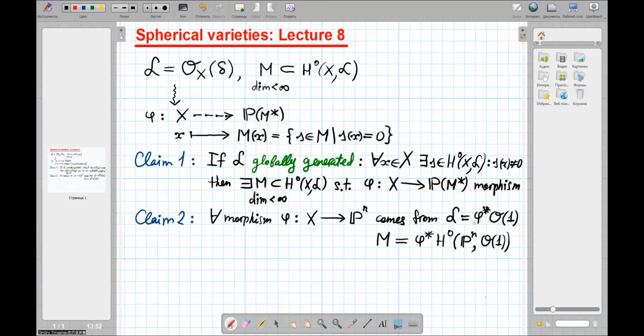Do we require the morphism phi to be everywhere defined? Yeah. When I draw this full arrow, not dashed arrow, this means that it is everywhere defined. Dashed arrow means a rational map. It is not everywhere defined. This is standard notation in algebraic geometry. So this kind of arrow indicates a rational map, and this kind of arrow indicates a morphism, an everywhere defined map. Okay.